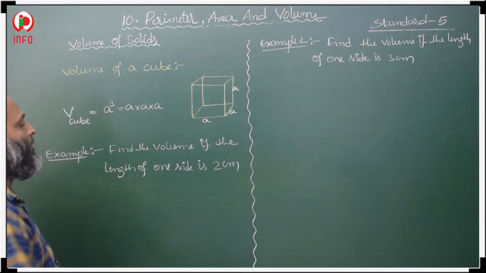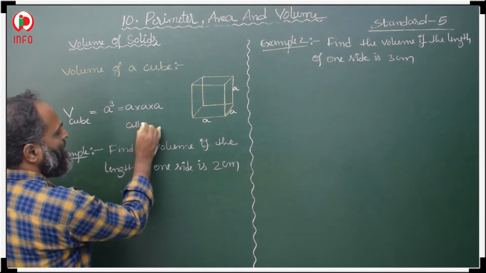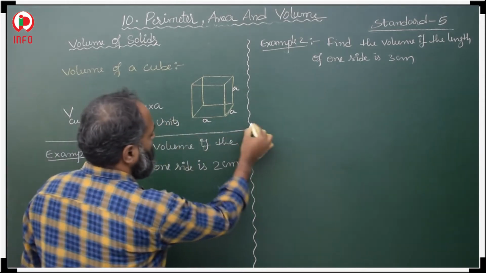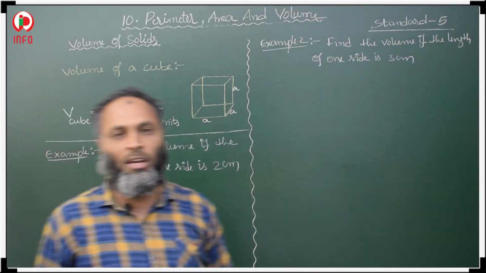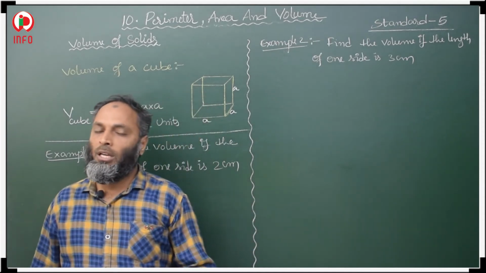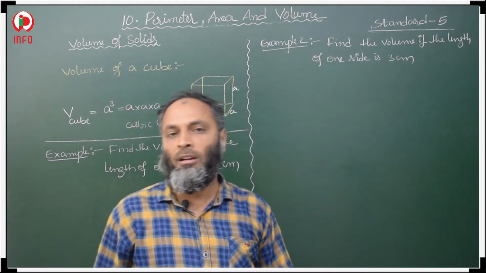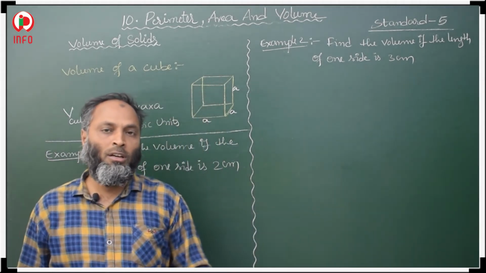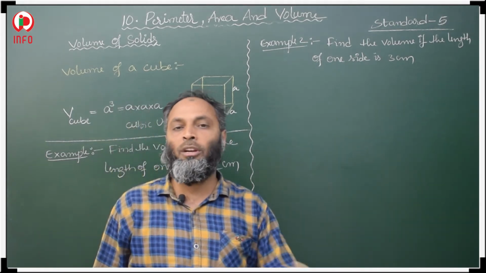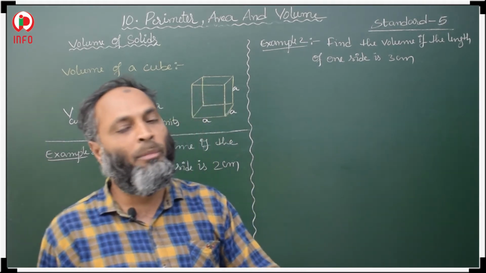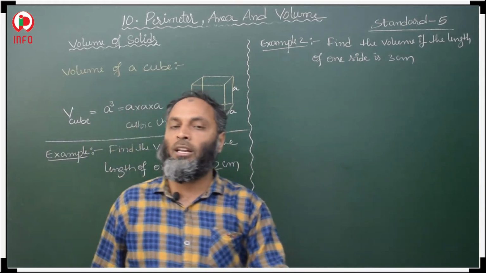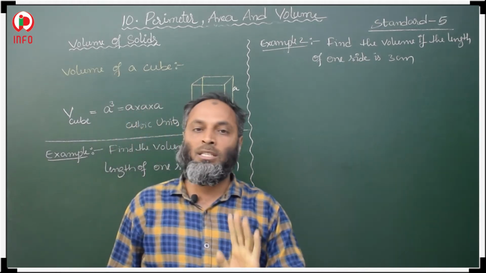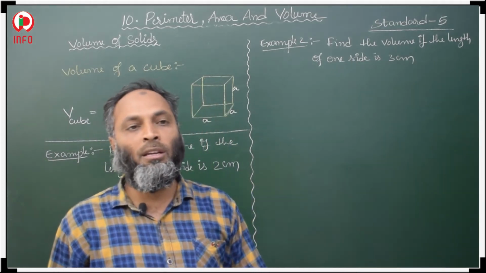The units are in cubic units. Volume is always in cubic units, so we have to write units cube. If meter is given, then we take meter cube. If centimeter, centimeter cube. If kilometer, kilometer cube. Area is in square meters, square units. Volume is in cubic meters, cubic units. Perimeter is the same as the given units, whatever units are there, that unit we write. Perimeter has no cube, no square.